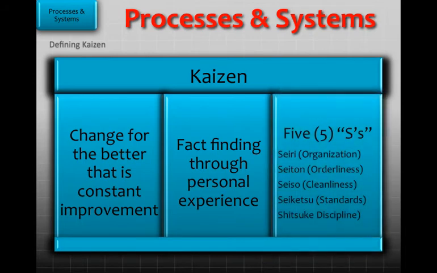So there are 5 S's that we have to cover in Kaizen: the organization, the orderliness, the cleanliness, the standards, and the discipline. These are always important when we're trying to get improvement from our personal experiences that is consistent for change for the better in our organization.